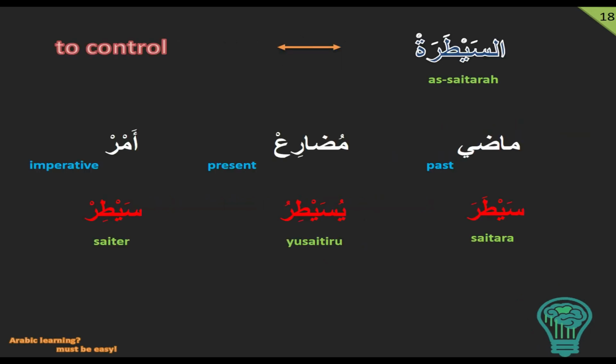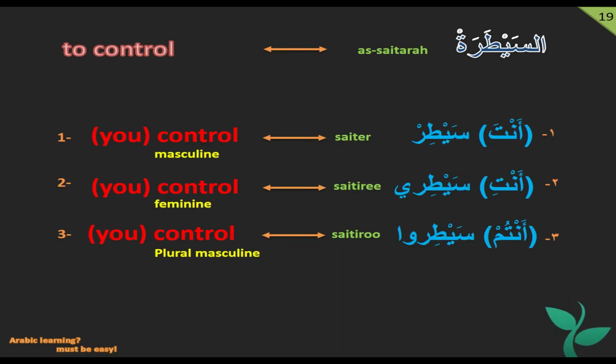Now on this slide we have the second kind of verb, السيطرة. This verb is called سيطر in ماضي, يسيطر in مضارع, and finally سيطر in أمر. We notice that the verb in ماضي consists of 4 letters. Let's continue. Now on this slide we start by conjugating the verb in أمر, so in imperative case.